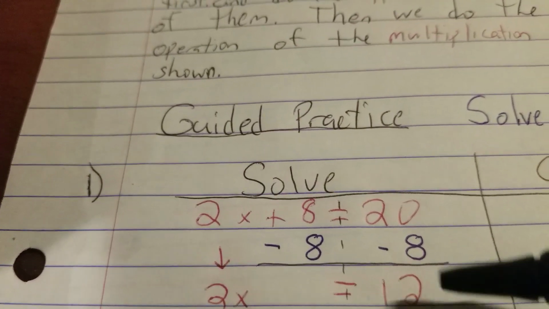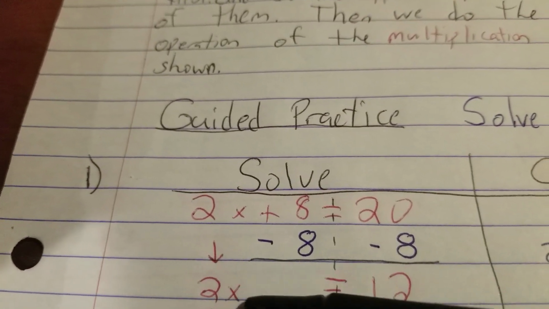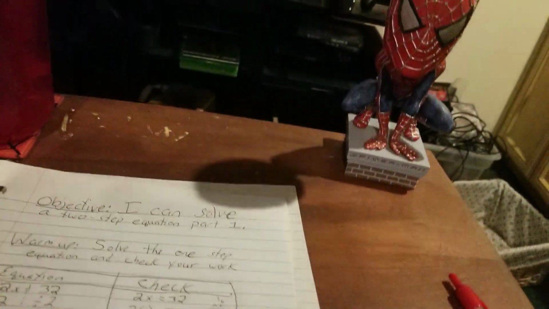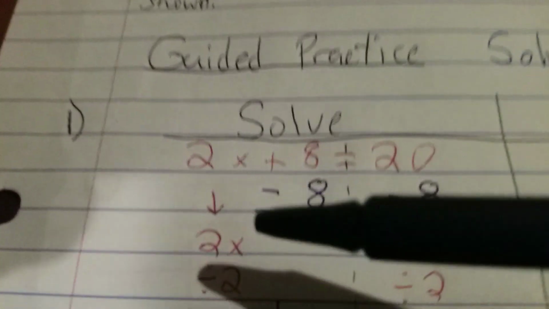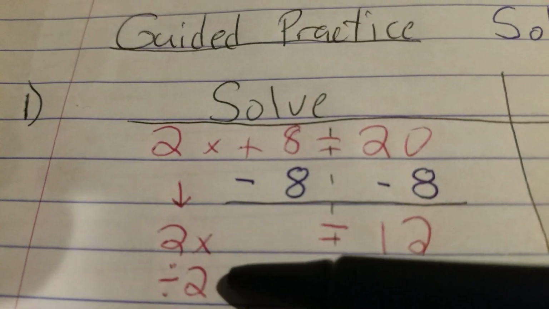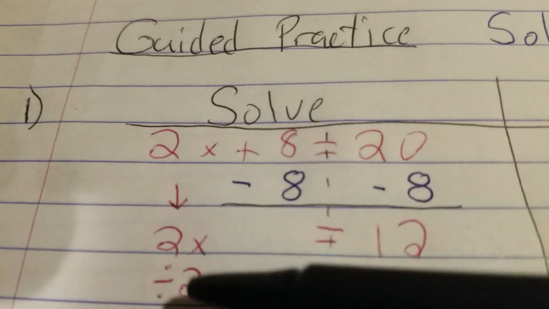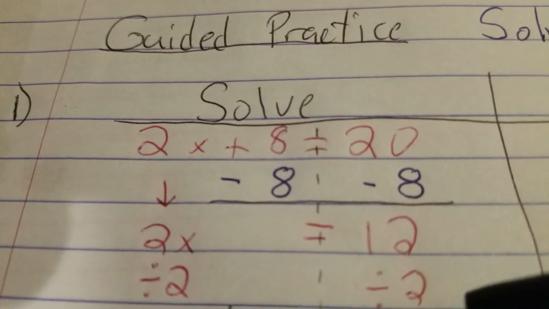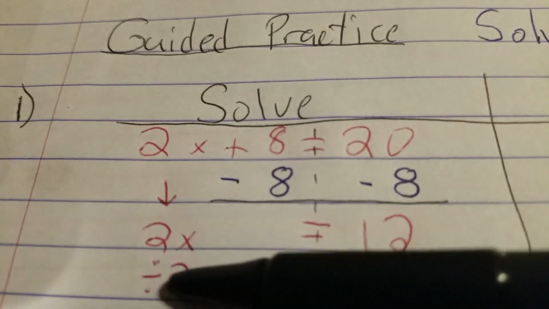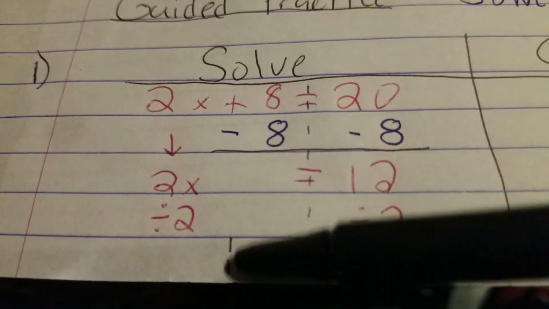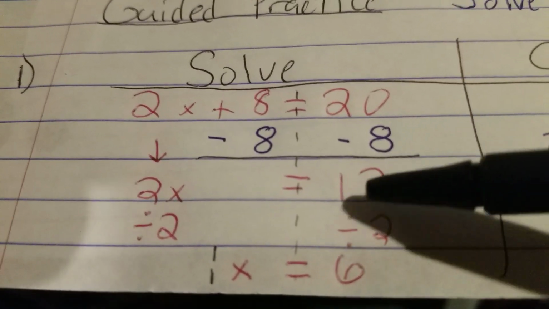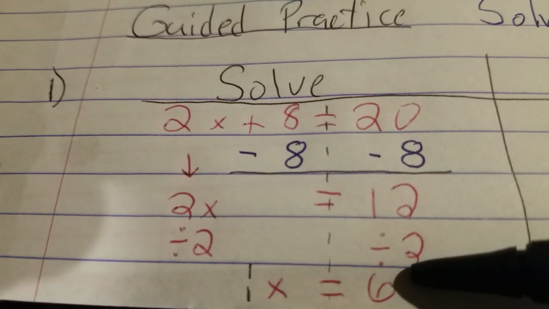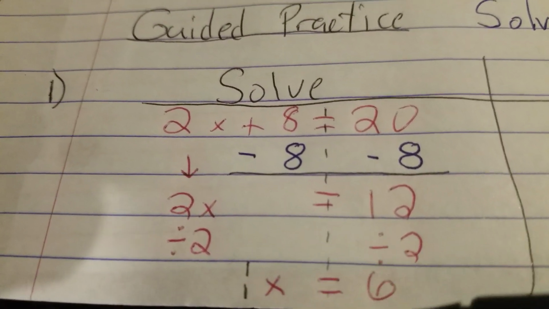Good. Now, what operation, Spider-Man, do we see here with the 2 and the x? Thank you. Those are being multiplied, so we're going to divide instead. We're going to divide because dividing is the opposite of multiplying. 2 divided by 2 gives us, Yahira, there's that invisible 1x. And then 12 divided by 2 gives us 6. So our answer right now is x equals 6. So now let's check that answer.